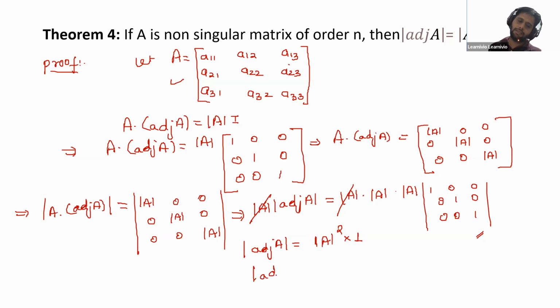Now we can write this like this: determinant of adjoint of A is equal to determinant of A to the power, in place of 2, we can write 3 minus 1. Now what is the 3? 3 is the order of the matrix. If you compare this with the theorem, the theorem states that the determinant of adjoint of A is equal to determinant of A to the power n minus 1, where n is the order of the matrix. So the same thing we got here. Here we get 2, and 2 means 3 minus 1.